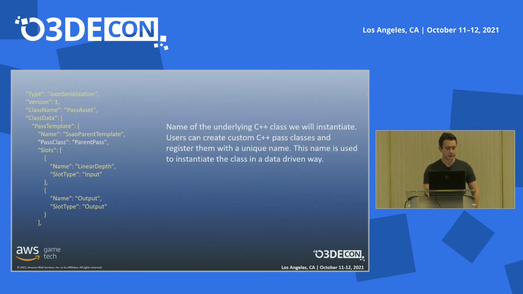Next up is the pass class. This is another name, which you will associate with your custom C++ class. If you go into C++ and write your custom pass, you'll need to register it with the pass system with this simple name. Then you can instantiate it from anywhere, either in code or from JSON, using the simple identifier. In this case, the underlying class we're going to use is the parent pass class.